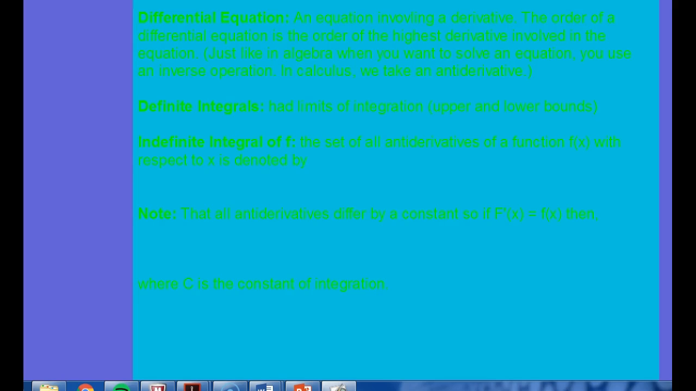So we denote the difference between them as this. So that's our indefinite integral. There's no bounds. Its family becomes capital F of x plus c, where we refer to c as the constant of integration.